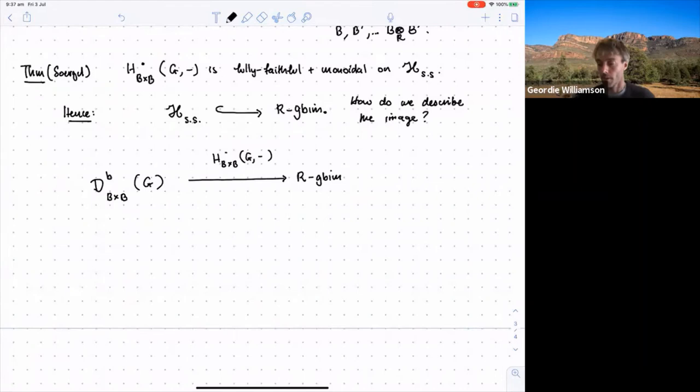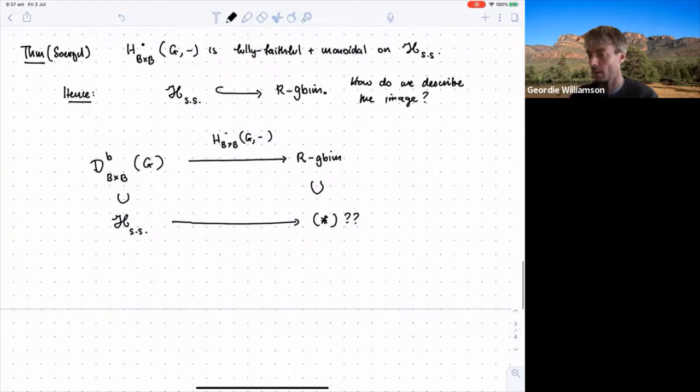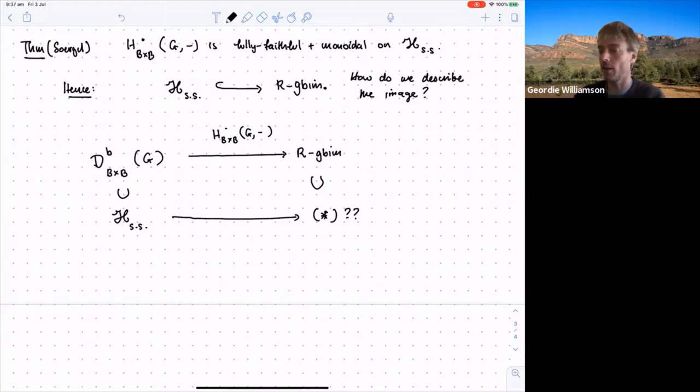Okay, so inside this we have the semi-simple complexes and they hit something. And the question is, how do we describe this something? And basically the answer is that it is Soergel bimodules. And then you can say, what are Soergel bimodules? And so that's what I want to define now.